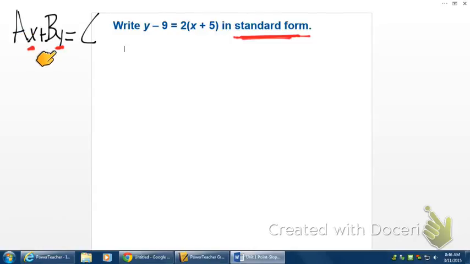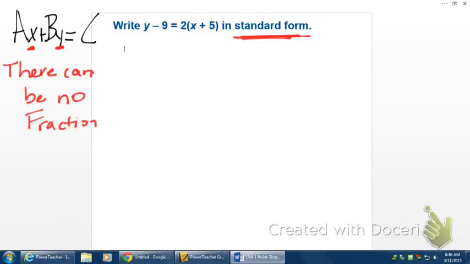The second part to this is there can be no fractions. When I say there can be no fractions, I mean, let's say if A was a fraction, or B was a fraction, or C was a fraction, that cannot happen. So we have to change that. Okay? Not to a decimal, but to a whole number. And we'll talk about how to do that. So there can be no fractions throughout the whole thing.